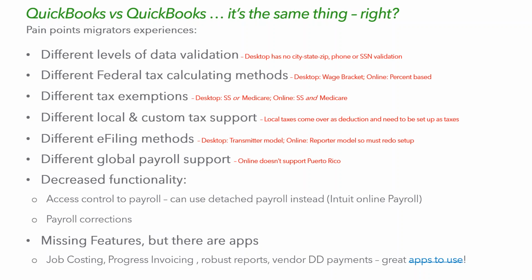So again, I talked about the validation. Desktop allows for whatever they want. Online requires everything to be completely exact. How they calculate federal taxes is a little bit different. So some of the actual calculations, you might notice they're a little bit different than they used to be in desktop. The exemptions, key thing to note, desktop, you can be exempt from Social Security or Medicare. In online, you either have to pay them both or you're exempt from both of them. You cannot be exempt just for one.